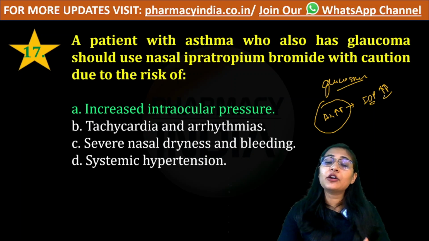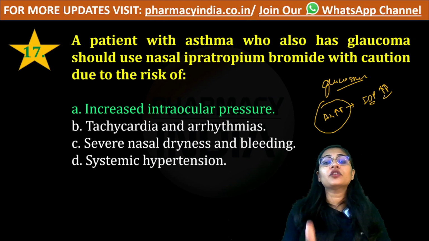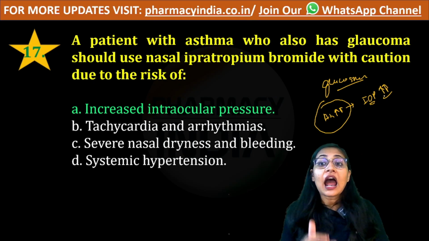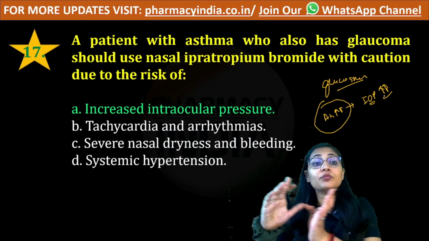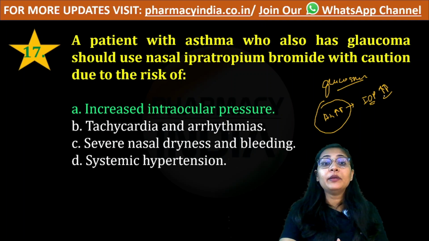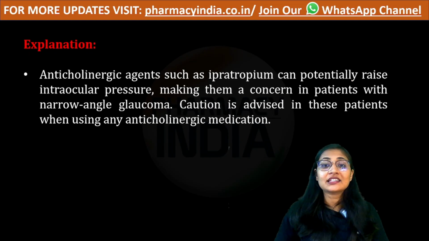If you give ipratropium, an anticholinergic drug, then what would happen? This secretion would rather get increased and increase the intraocular pressure to a much greater extent. This would be very risky. So anticholinergics such as ipratropium can potentially increase the intraocular pressure, making them more of a concern in a patient with glaucoma.